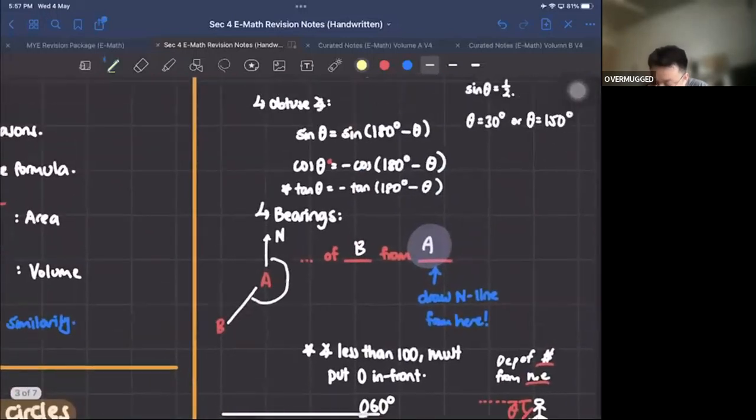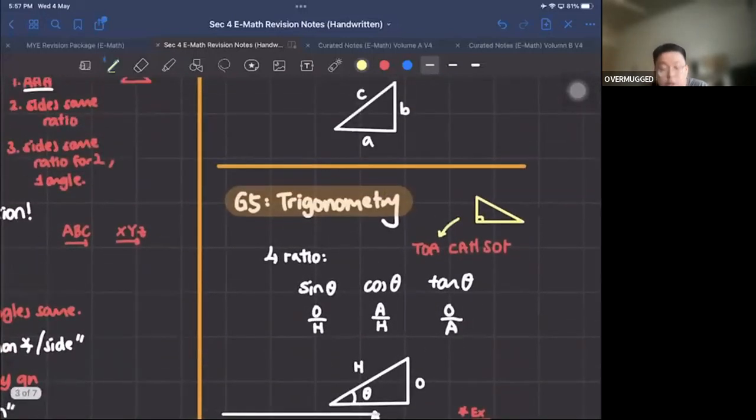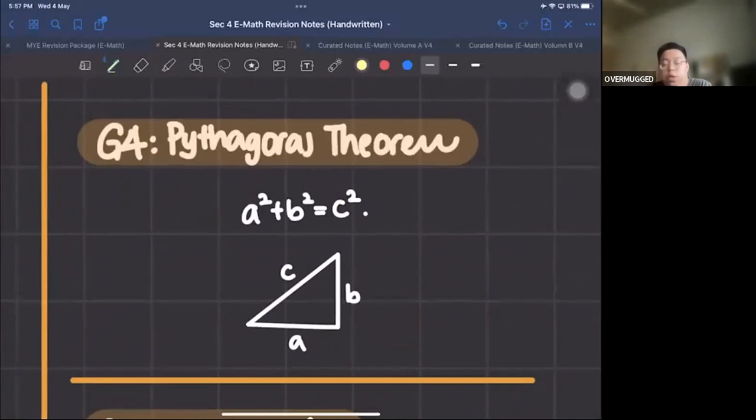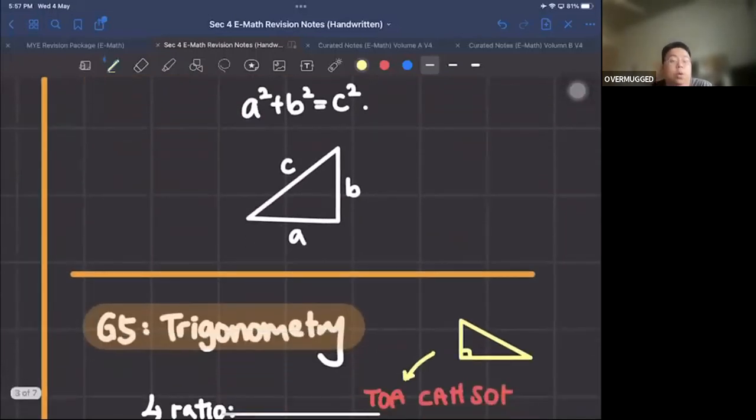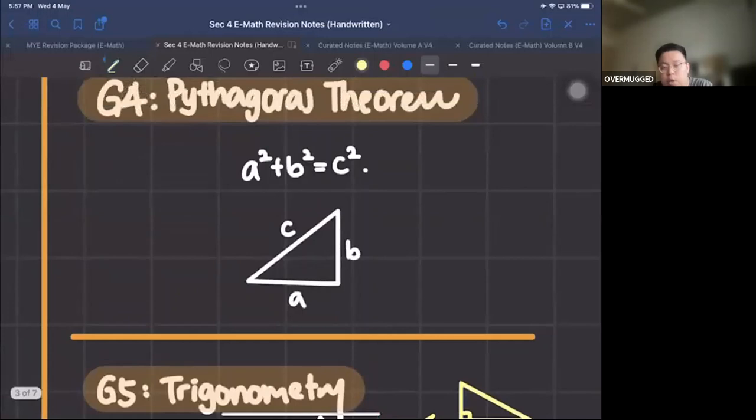Trigo. Oh, sorry, Pythagoras theorem. It's just this. Okay, if you're going for exam and you do not know the Pythagoras theorem, I'm sorry for you. Please go and do something about it. Okay, so please remember that it's a squared plus b squared equals c squared. Remember that Pythagoras theorem only works for right angle triangles. Okay, it doesn't work for any other shape.